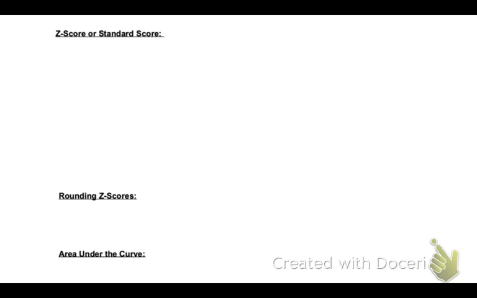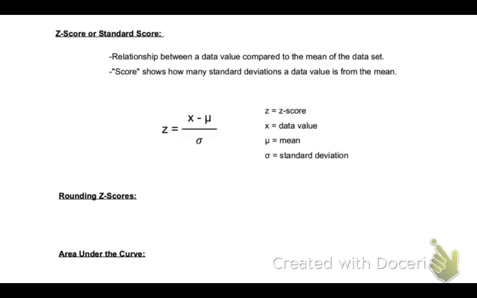So a z-score or a standard score is just, again, a comparison between the data value and the mean of the data set. And so this helps us when we're comparing two data sets that don't have the same mean and the same standard deviation, but we want to compare two data points in two different sets because it's standardizing that number, and so then I can actually compare one z-score to another.